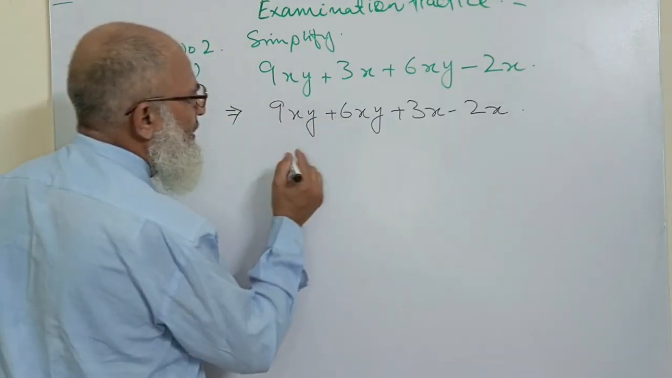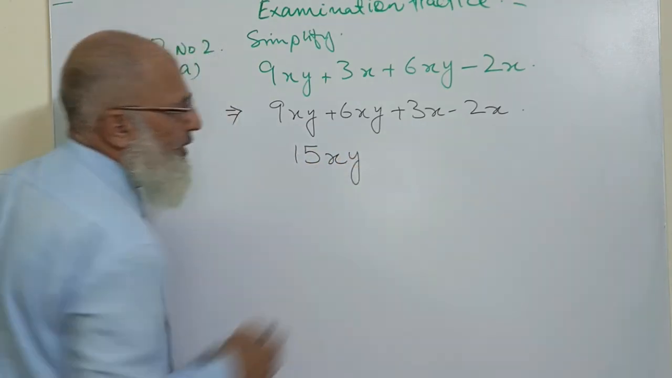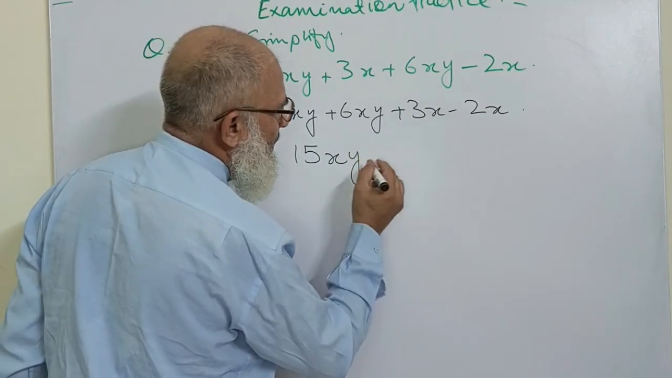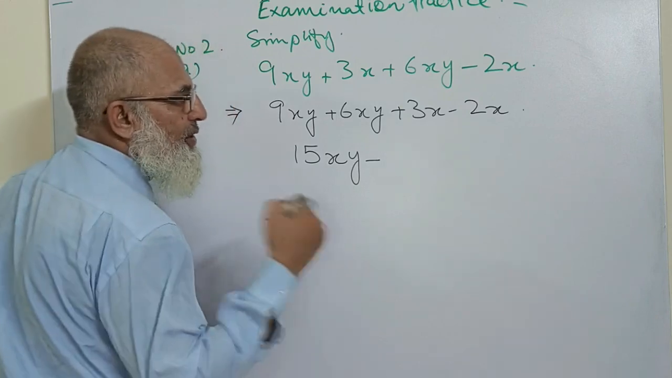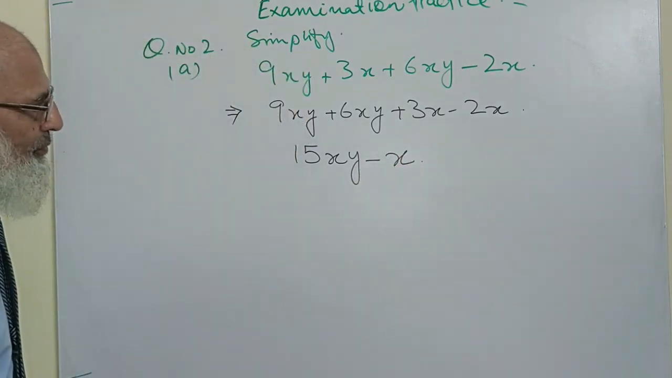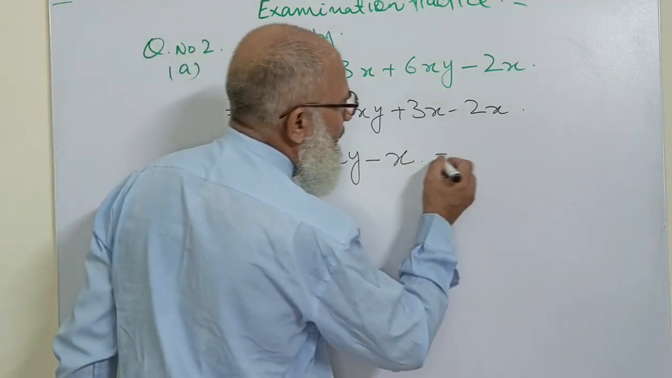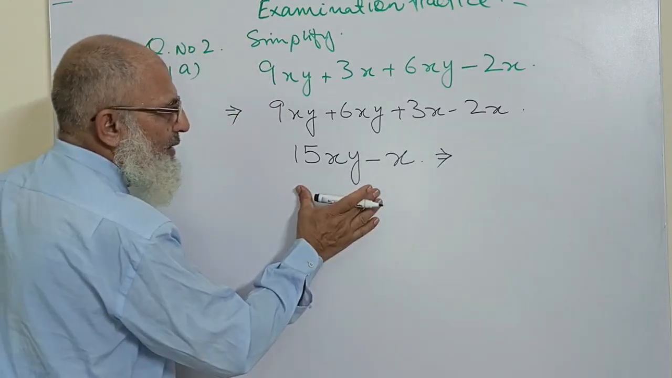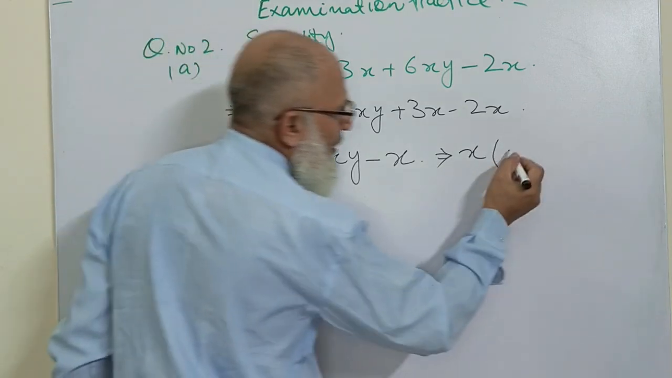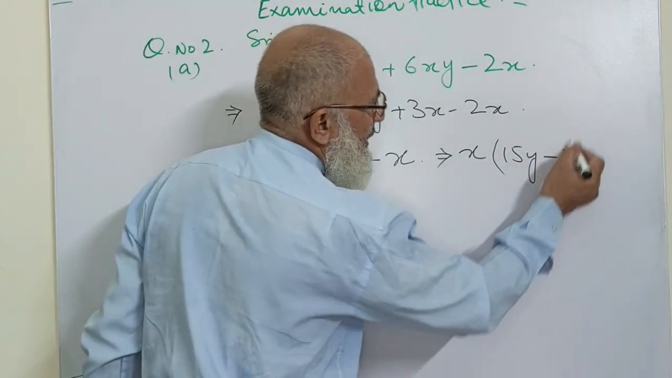So 9 plus 6 is 15. xy will remain as it is. And 3 minus 2 is 1, and 1 is not written. So it will be like this. This is the answer, but to be more precise, it can be written like this.